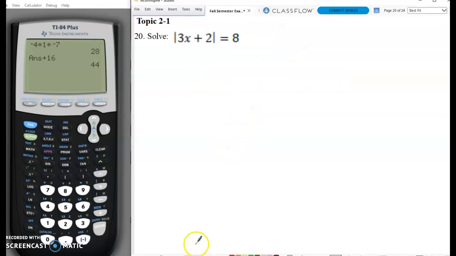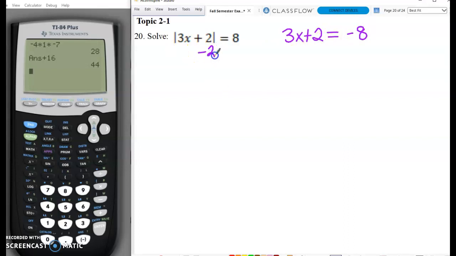Looking at number 20, it's asking us to solve this absolute value. Since my absolute value is by itself, I just need to write my other equation. So the 3x plus 2 is going to stay as is. Since this is an equal sign, we don't need to change it, but that 8 is now going to become negative. And we're going to solve each of these for x to get our two different solutions.